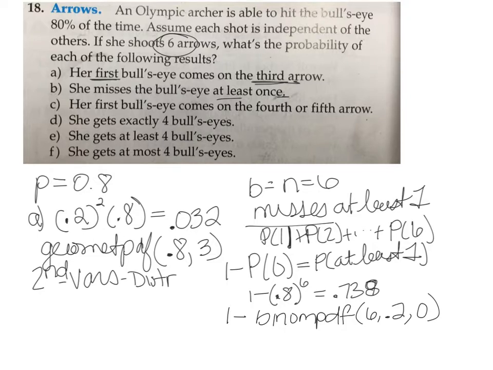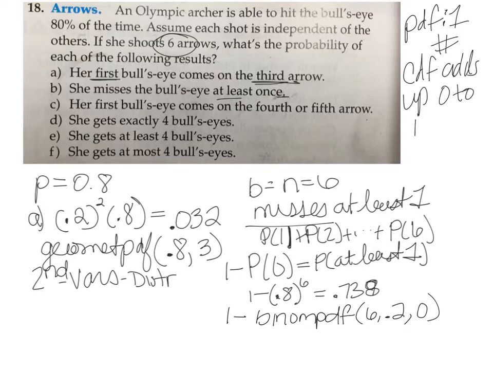PDF is a point density function, so PDF is one number, and your CDF adds up from 0 to the number you give it. So if I want above that, I have to subtract from 1. All right, let's look at part C.